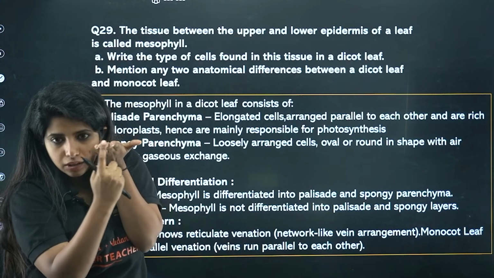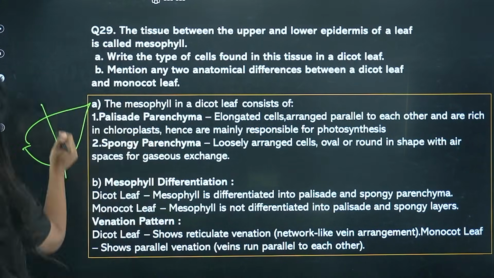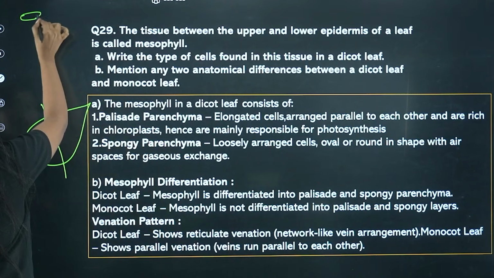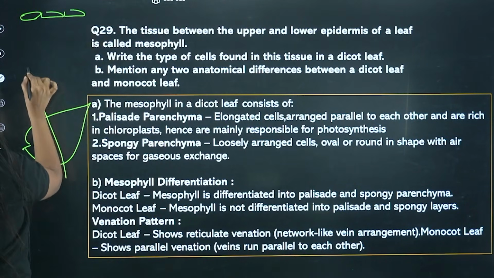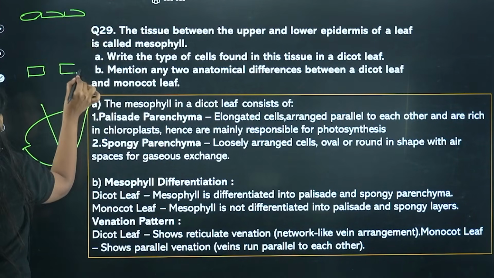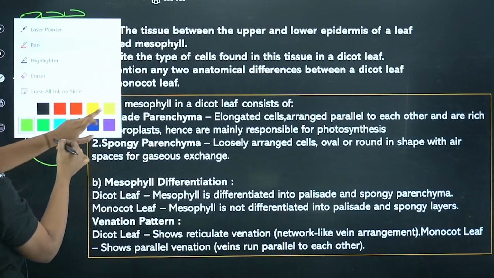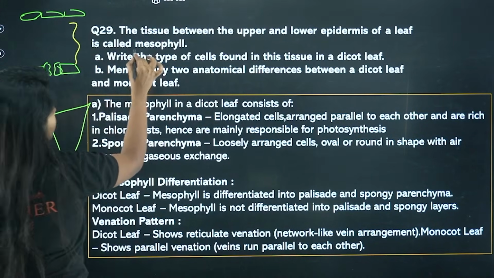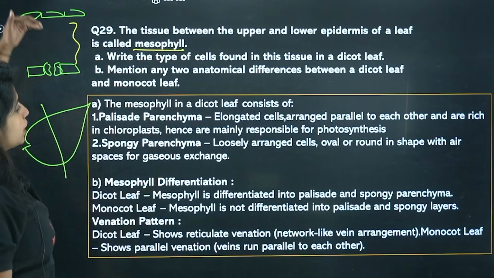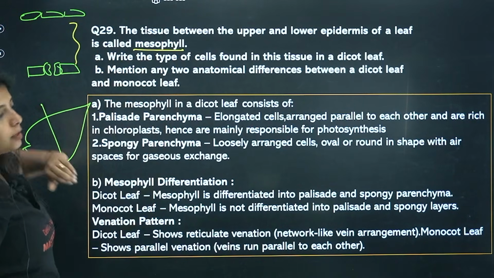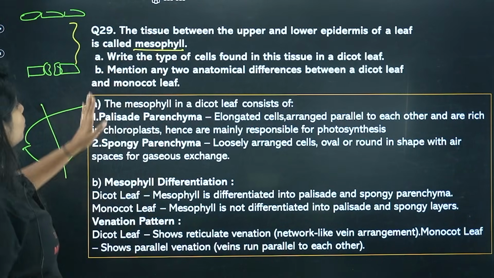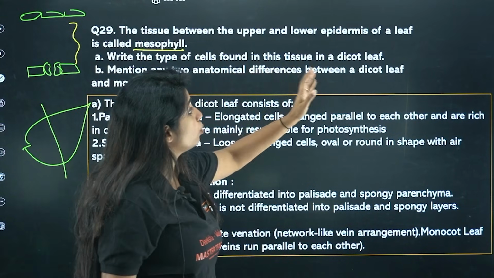So what is there over here in this direction? I would be able to spot the upper epidermis. Apart from that, I will have the lower epidermis with guard cells and everything. And in between that, whatever you have, you call this what? Mesophyll. That is the statement being put down over here. So the tissue between the upper and lower epidermis of a leaf is known as mesophyll. Fine. Now, write the type of cells found in this tissue in a dicot leaf.